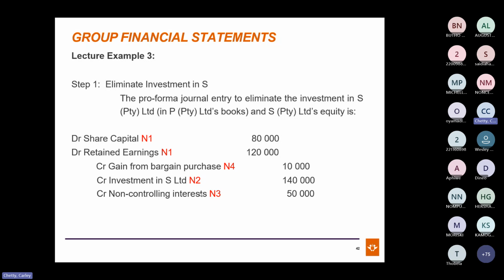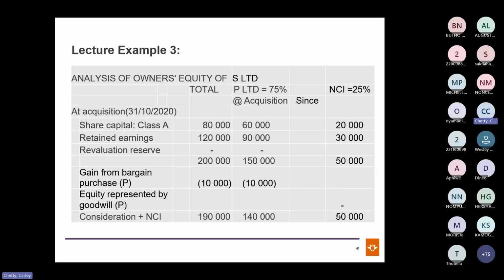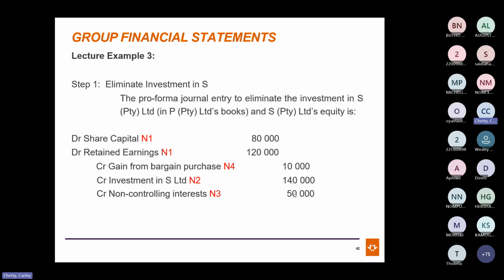Then we are crediting the non-controlling interest with 50,000 Rand. This comes from the analysis of owner's equity here of 50,000. So we are crediting non-controlling interest. We're recognizing the portion of the subsidiary's equity at acquisition that belongs to the non-controlling interest. Because P doesn't have whole ownership, it's not a wholly owned subsidiary, we have to recognize that the non-controlling interest owns 25%.